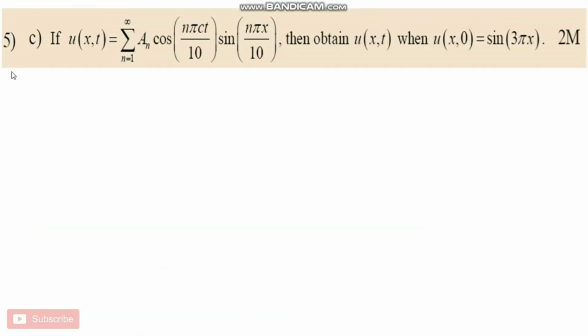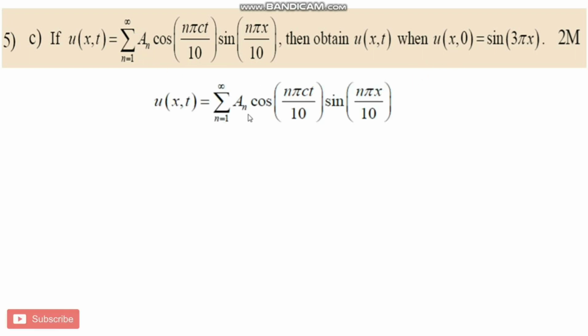Fifth question, C bit. If u(x,t) equals the summation of an cos(nπct/10) sin(nπx/10), then obtain the displacement when u(x,0) is equal to sin(3πx). So we have only one unknown an. This unknown is to be estimated from this initial displacement condition.